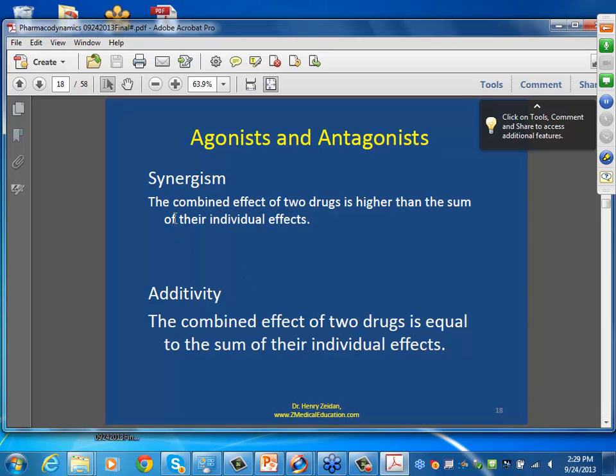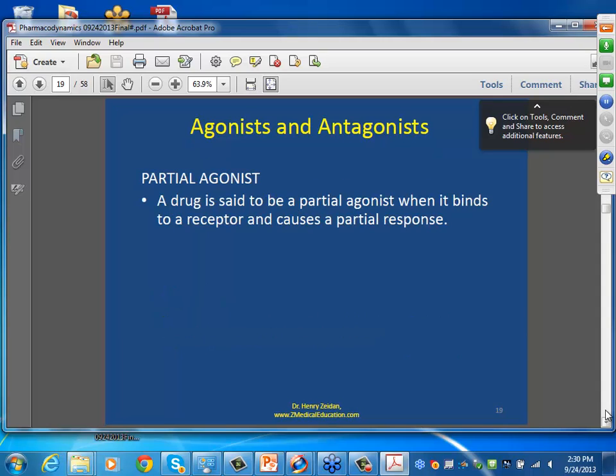The term synergism, you have two drugs that can make the effect very pronounced. The combined effect of the two drugs is higher than the individual ones, and that's the terminology aspect. The term additive is the combined effect of the two drugs equal to exactly the sum of their individual effects. So we understand what's meant by agonist, antagonist, classes of antagonists, competitive antagonists, reversible, irreversible, synergism, additivity.